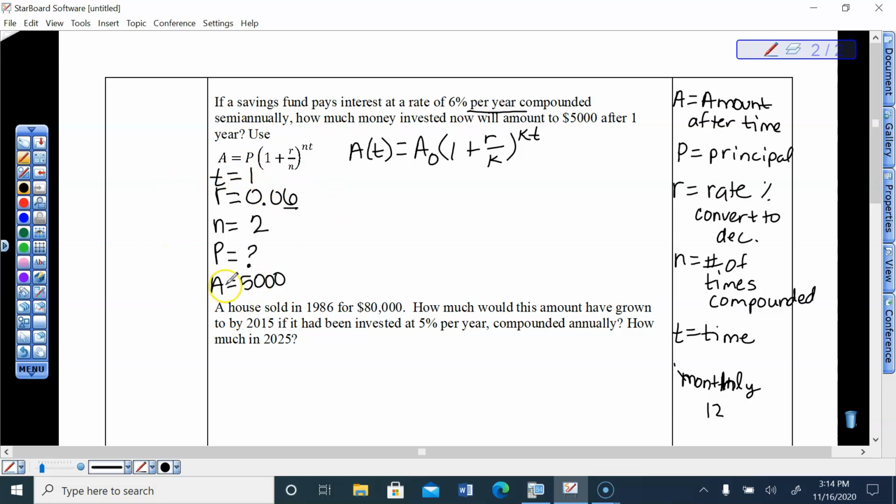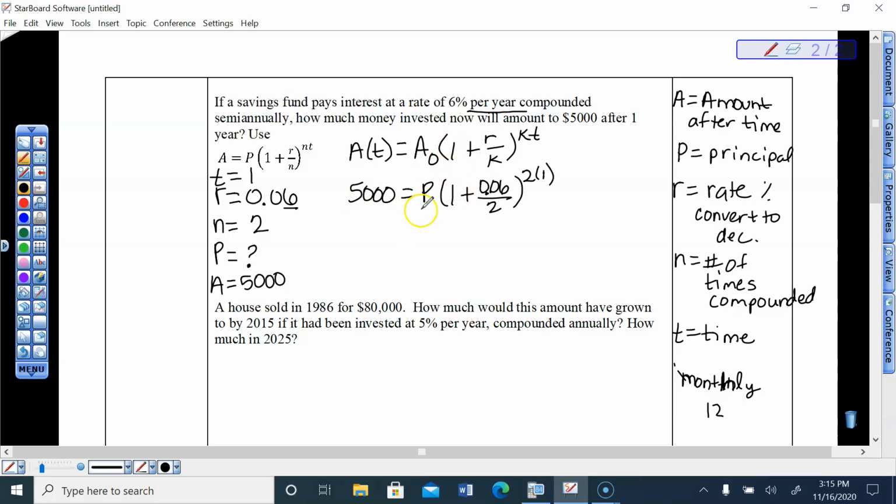Okay, so here's all our information. We basically know everything but our principal. I think we'll just do this one by hand. So we get 5,000 is equal to our principal, which I don't know, times 1, which is 100%. This basically represents the whole principal, plus your 6 pennies on each dollar, divided by 2. You're compounding raised to the 2. So again, 6 pennies on the dollar over 2 raised to the 2 times 1. Okay, so a couple things you could do to solve this.